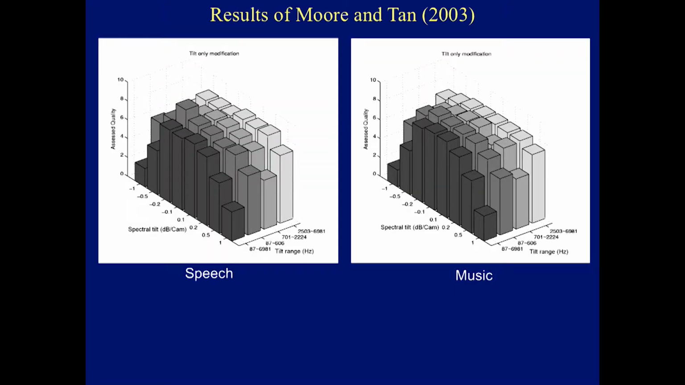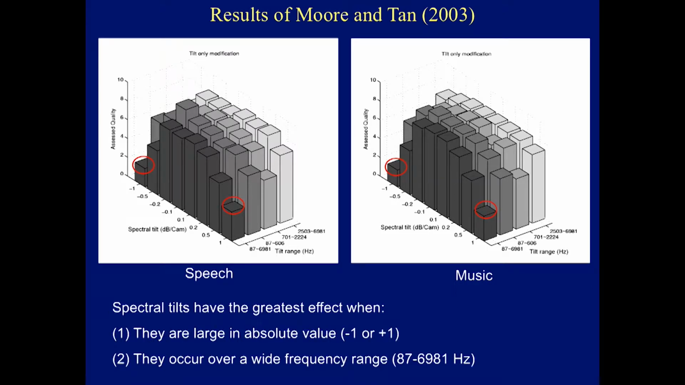This is showing the effect of spectral tilts, and as you can expect, if you have spectral tilts over a wide frequency range, shown here, and they're large in absolute value, either minus 1 dB per cam or plus 1 dB per cam, then you get a large degradation in quality. But moderate spectral tilts don't have too much effect, even when they occur over a wide frequency range.